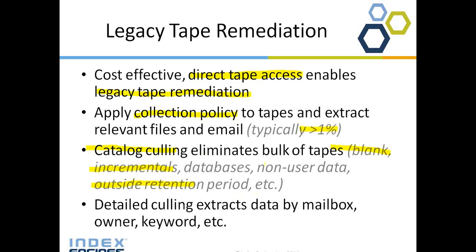Catalog culling can eliminate a significant volume of tape. Once you do that, you can do the detailed culling, because remember the Catalyst product has a full text and metadata index of everything that's on the tape. You can specify specific mailboxes, owners, keywords, everything, date ranges, and so on.